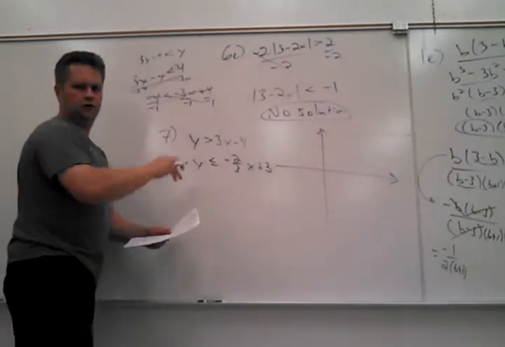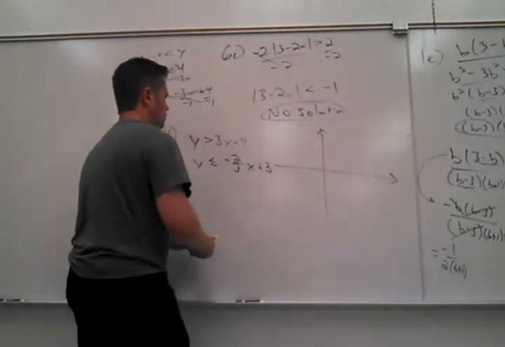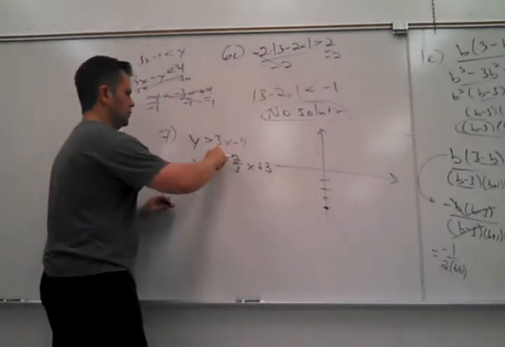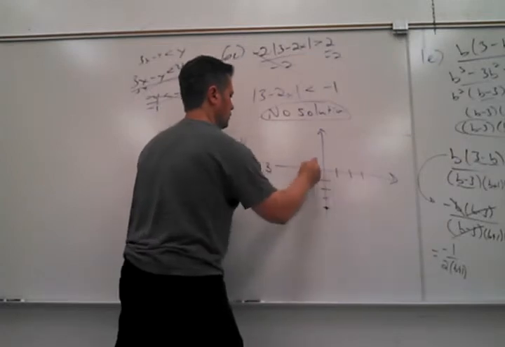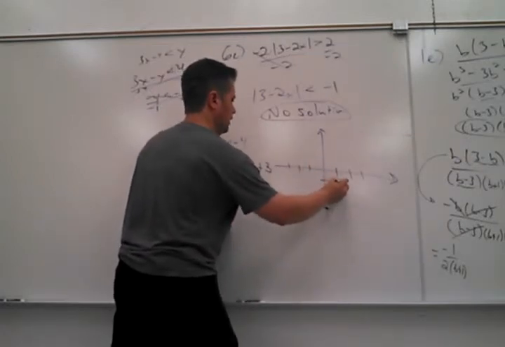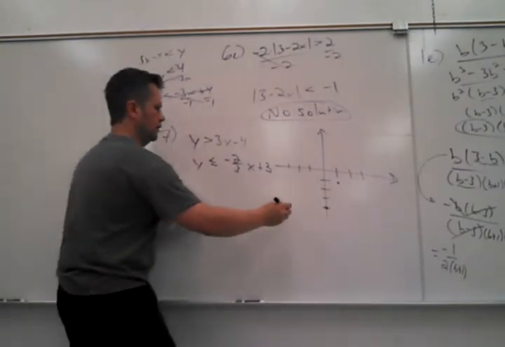Now how do I plot this first one? So -4 is the y-intercept. And the slope tells me to go up 3. 1, 2, 3. Over 1. And what kind of line am I going to use? Dashed. Dotted. However you want to say that.